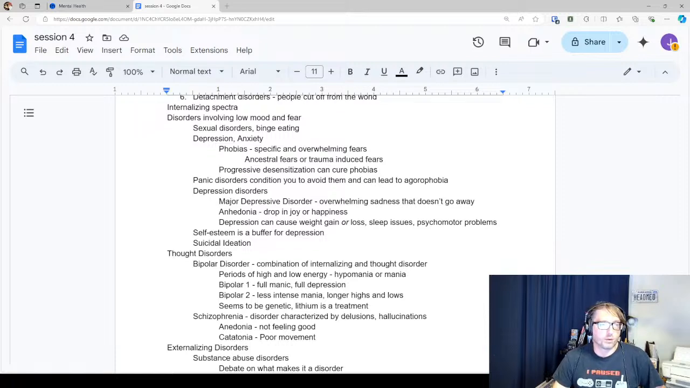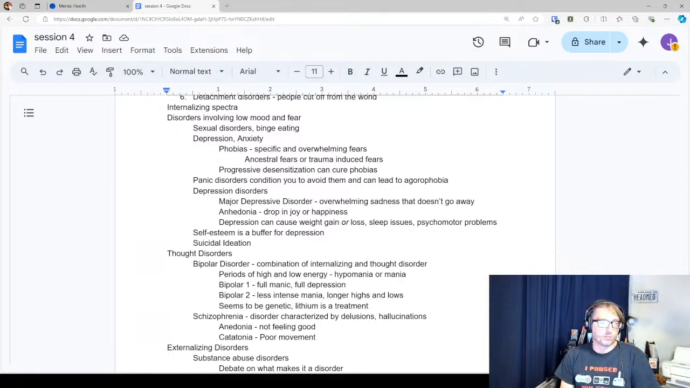Phobias are specific and overwhelming fears. They can be related to ancestral things that would kill us in the past, or trauma-induced fears. This is something that could be cured with progressive desensitization. We have panic disorders, which condition you to avoid things. So like, you go out and you get scared at the mall, so you don't want to go to the mall anymore, and then eventually you get scared of everywhere. And then you can get things like agoraphobia, where you're just afraid to even leave your room.